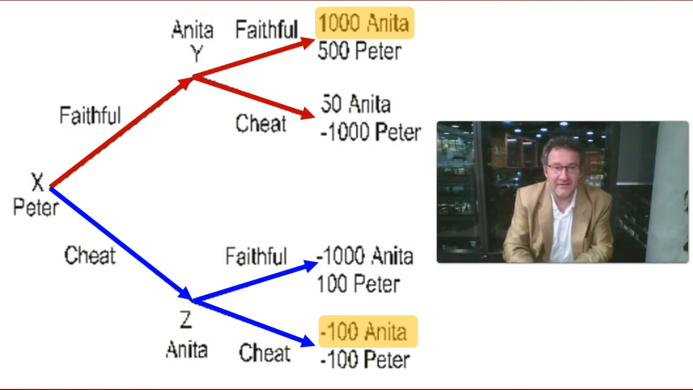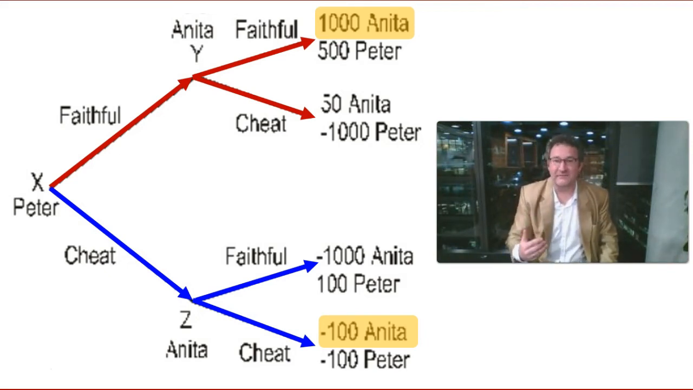Can we say that Anita has a dominant strategy in this case? No, because if Peter remains faithful, then she would choose faithful. If Peter cheats, she would choose cheat. That is, she won't choose one strategy no matter what Peter does. Her strategy will be entirely dependent, and it will vary depending on Peter's initial choices.